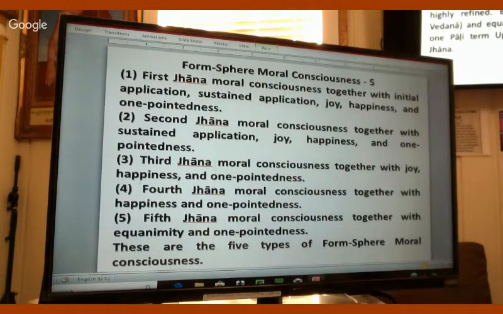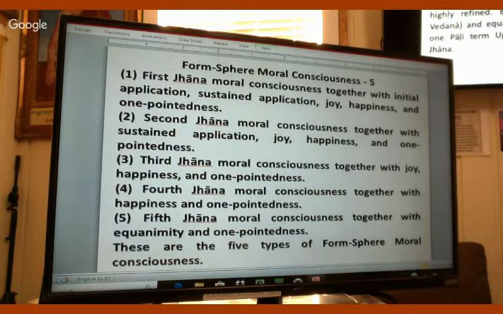So first jhana, wholesome consciousness, together with the initial application, vitakka, sustained application, vicara, joy, piti, happiness, sukha, and one-pointedness, ekaggata. And the second jhana, wholesome consciousness, together with the sustained application, vicara, joy, piti, happiness, sukha, and one-pointedness, ekaggata. And the third jhana, how about that jhana? That jhana, wholesome consciousness, together with the joy, piti, happiness, sukha, and one-pointedness, ekaggata, isn't it? And the fourth jhana, wholesome consciousness, together with the happiness, sukha, and one-pointedness, ekaggata.